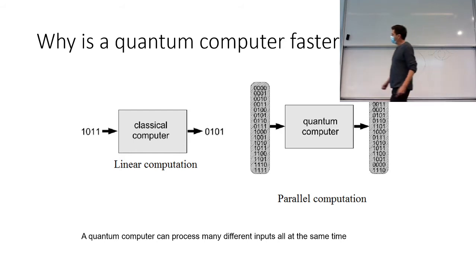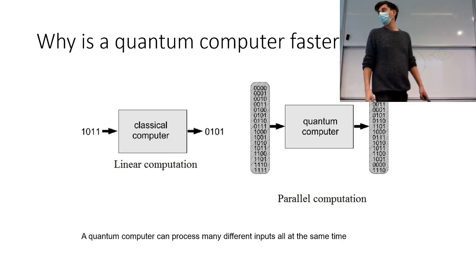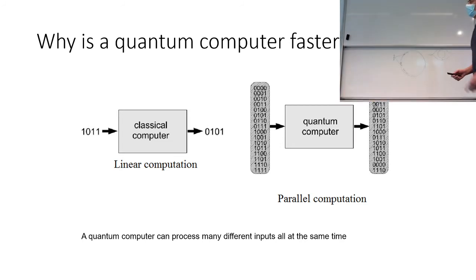So the idea then is that in a quantum computer, you can stick in all these inputs all at once, and then it will calculate the outcome of all of them in parallel. And it's not just a couple of different inputs, it's potentially an exponential number of inputs that you can put in there. So this is what explains where the speedup can come from.